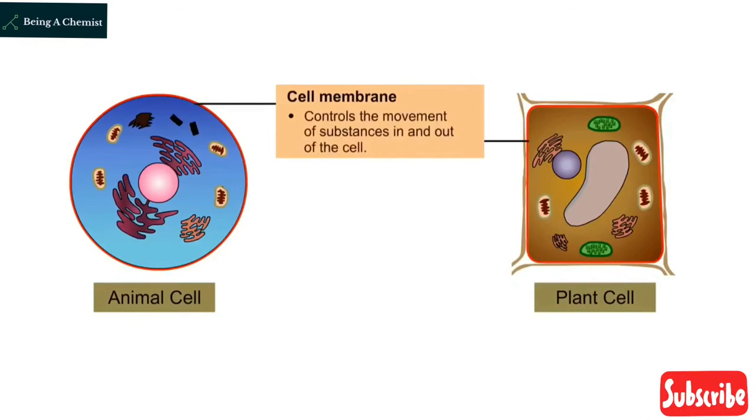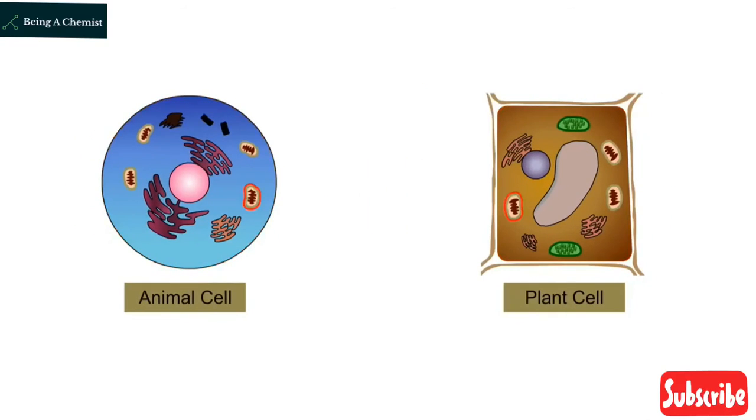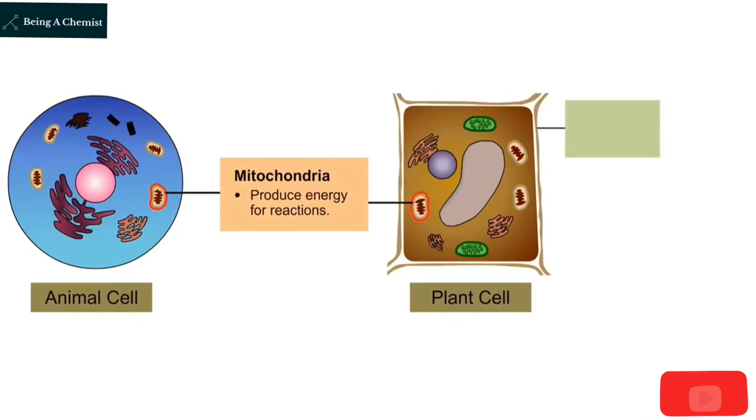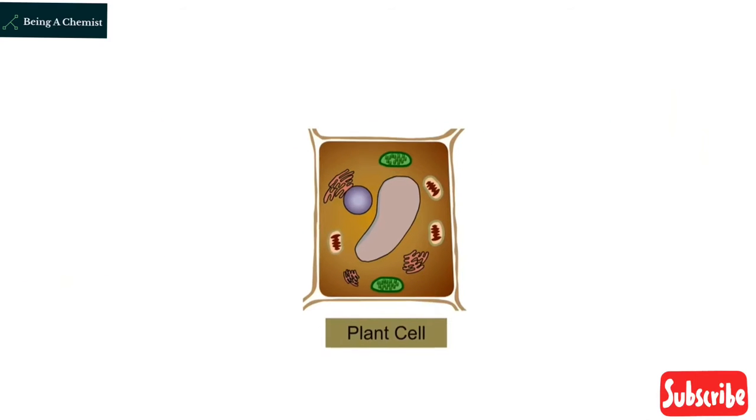Cell membrane, the function is to control the movement of substances in and out of the cell. Cytoplasm acts as a medium for chemical reactions. Mitochondria produce energy for reactions. Cell wall provides support, protection and a fixed shape to the cell, and it is found in plant cell.